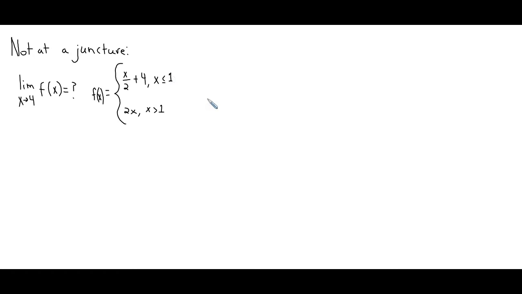Let's look at this example. We have the function f of x equals x over 2 plus 4 for x less than or equal to 1, and f of x equals 2x for x greater than 1. So x equals 1 is the juncture, and we're looking for the limit of f of x as x approaches 4. So we're looking for the limit as x approaches 4, and the juncture is 1. So we can immediately see here that we are solving the limit not at a juncture, right? And so now all we have to do is identify which segment of the piecewise function we're looking at, right? So okay, we're looking for the limit as x approaches 4.